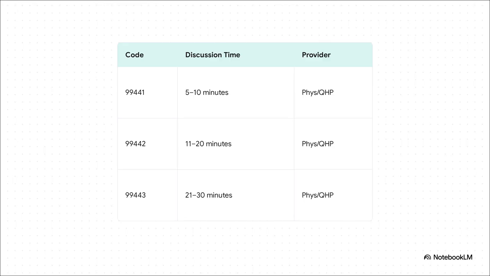Section 3. Audio-only telephone care, when video isn't possible. This bucket is for when video just isn't possible, but the physician or qualified healthcare professional, the QHP, still needs to have a direct medical discussion with an established patient. Just like the e-visits we just looked at, telephone E&M codes are strictly time-based. However, these are based on the direct medical discussion time on that specific phone call, ranging from 5 up to 30 minutes. 99441 covers 5 to 10 minutes. 99442 covers 11 to 20 minutes. And 99443 maxes out at 21 to 30 minutes of direct discussion.